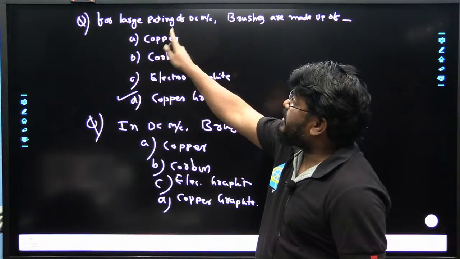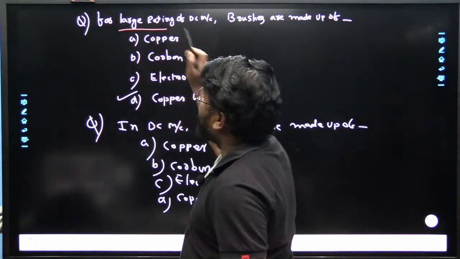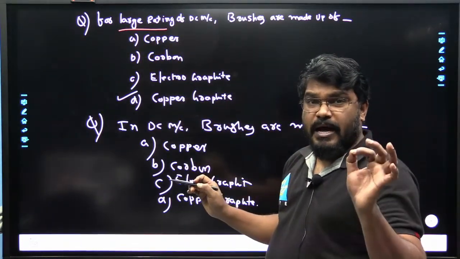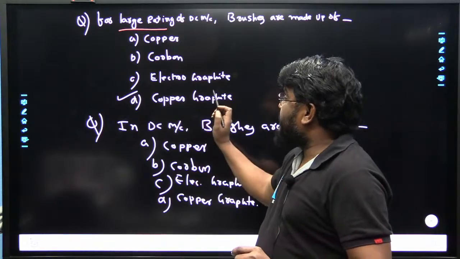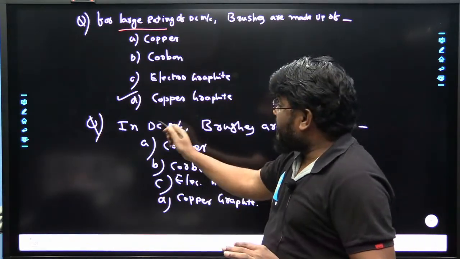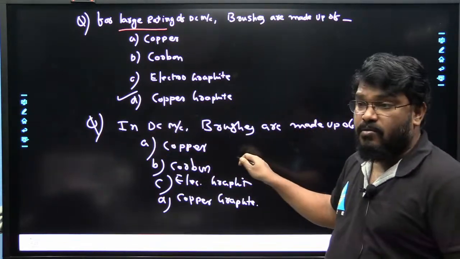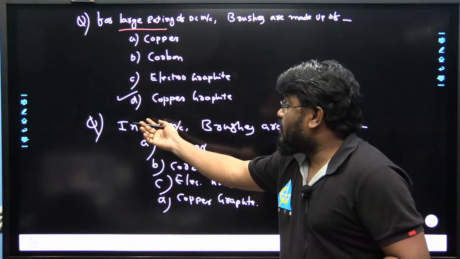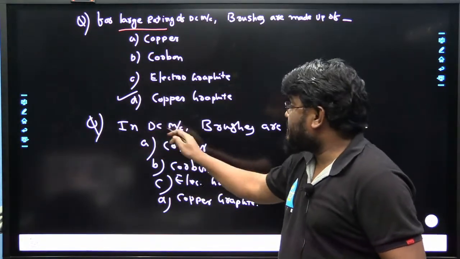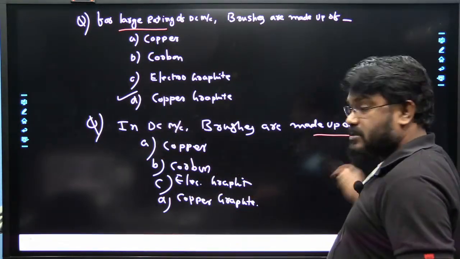Here in this question, for large rating of the machine, it is already mentioned that copper brushes are used, but here the rating is not given. So we don't know what the rating of the machine is. In a DC machine, brushes are made up of dash.